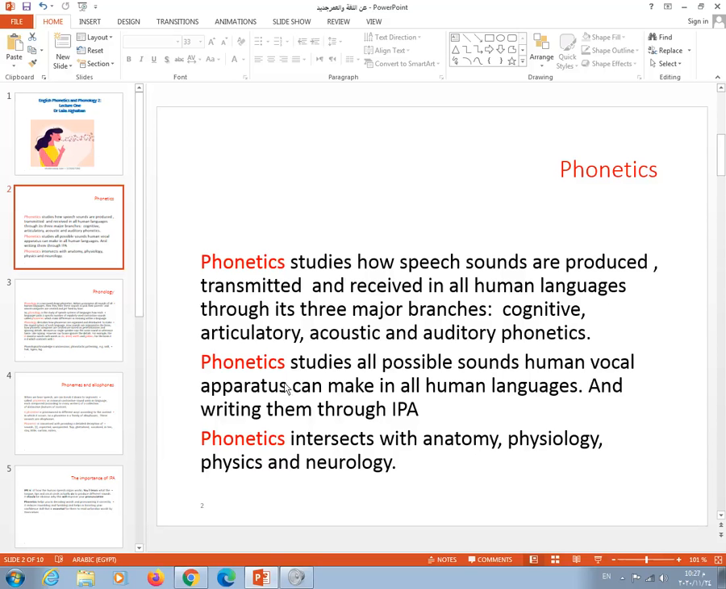And phonetics also studies all possible sounds. Second thing, phonetics also studies all possible sounds of all human languages, and writes them through the IPA. Finally, phonetics interacts and intersects with a number of sciences, for example, anatomy, physiology, physics, and neurology.